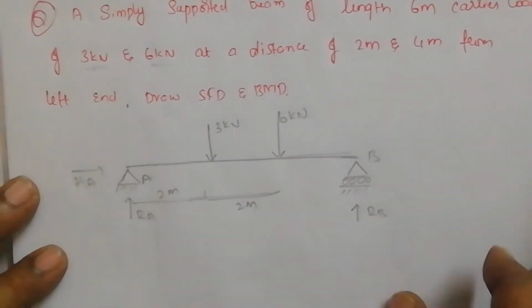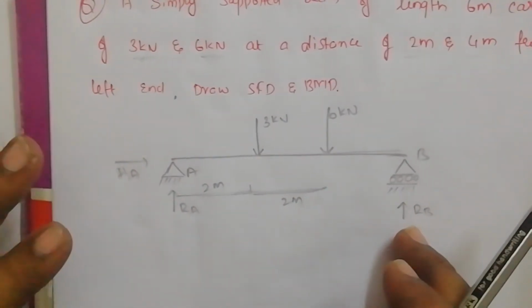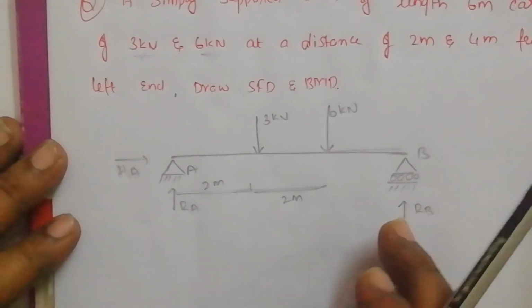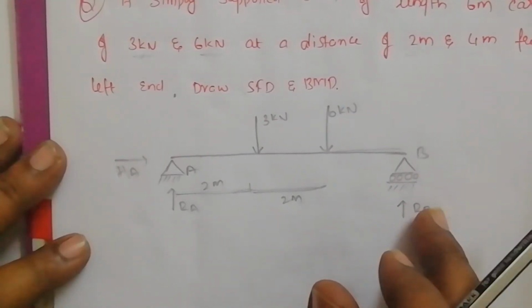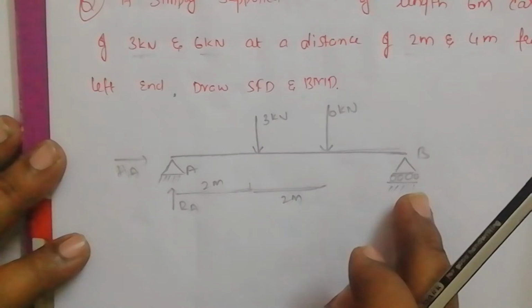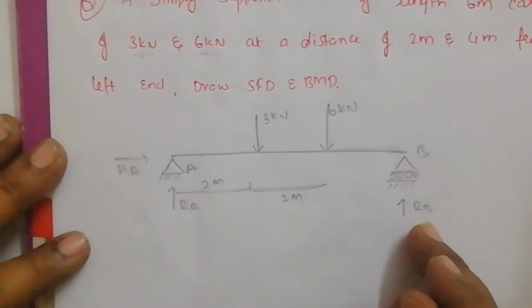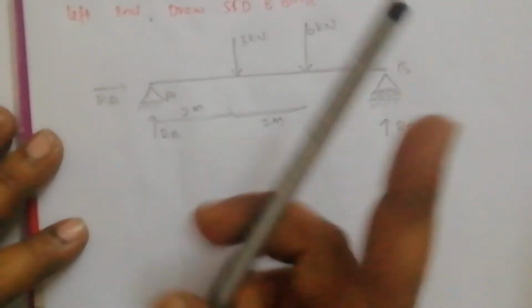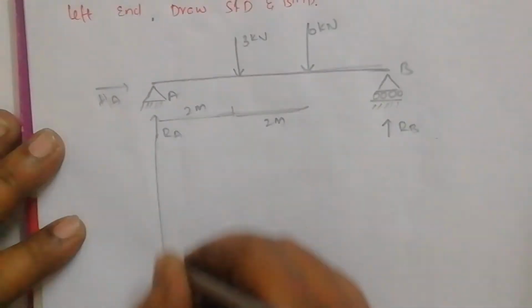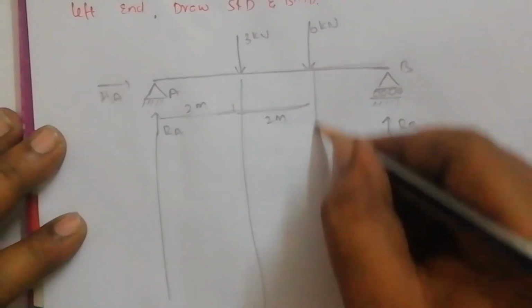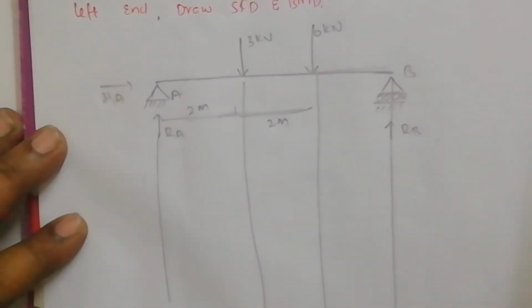Whenever you get this kind of problem, you have to understand the reactions. Previously I solved a cantilever. Cantilever means one side is completely fixed and one side is completely free. Here, instead of leaving the other end completely free, we have a roller support, and that roller support will have a vertical reaction. Once you draw this, keep this page for your shear force and bending moment diagram.